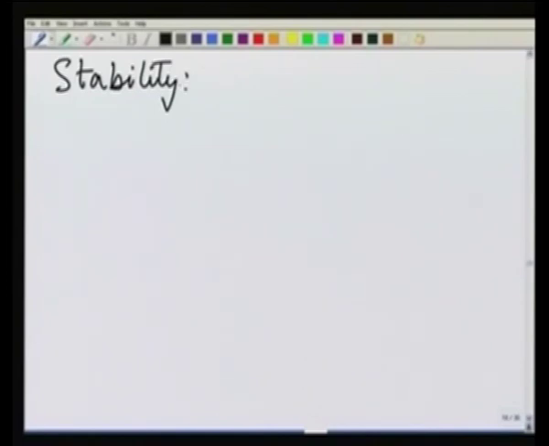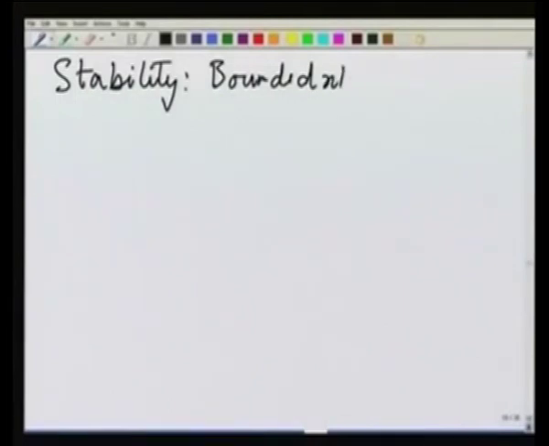Remember that our definition of stability was that bounded inputs should yield bounded outputs. Bounded x(t) must imply bounded y(t).